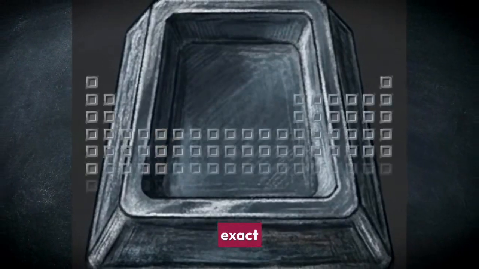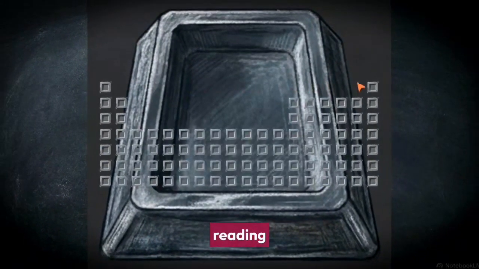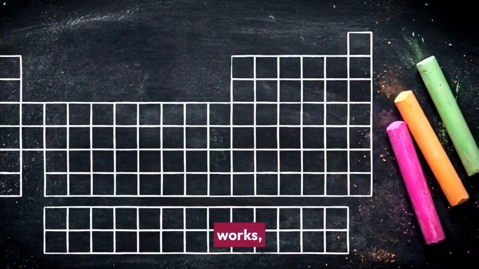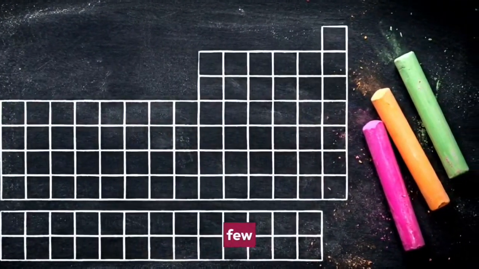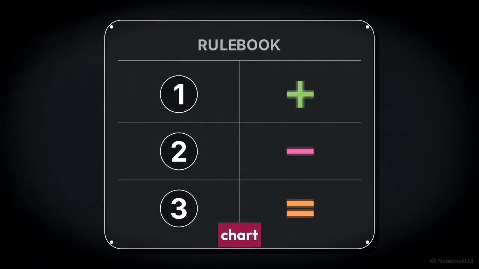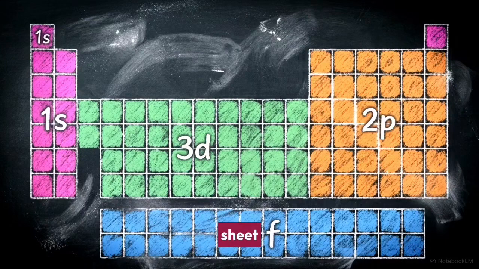You can write the exact structure for any element by simply reading the periodic table left to right, just like a book. To see how this works, grab a blank periodic table and a few highlighters so you can follow along. By applying 3 simple mathematical rules, we are going to turn this standard chart into a universal cheat sheet that tells you exactly where every electron goes.